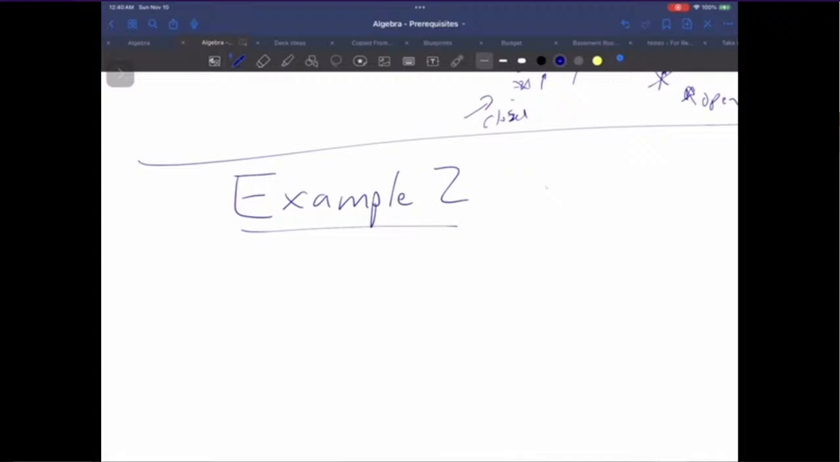Example 2 is use inequality notation to describe each of the following. A, C is at most 2. If we want to say C is at most 2, then we know that C can be equal to 2. So we know we're dealing with an equality part of an inequality here, and that C has to be 2 or less. It can be at most 2. So we know that it is less than or equal to 2.